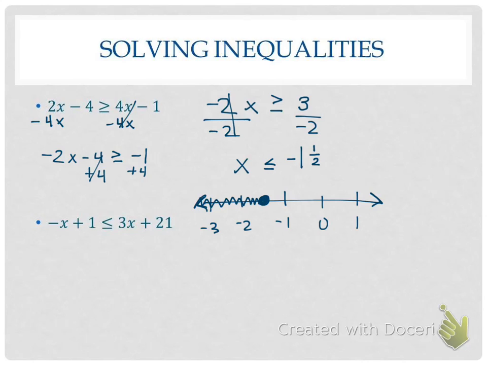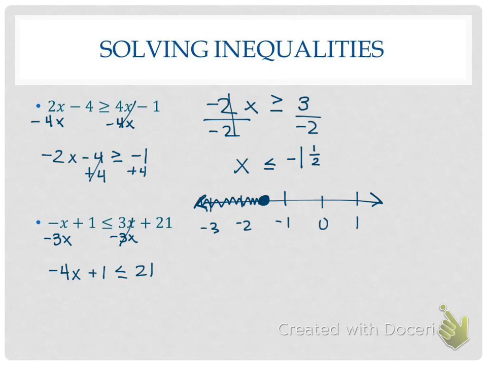Morgan, what should I do first in this next problem? Subtract 3x. Very good. Subtract 3x, because I want to get my variables on the left side. Alex, what's negative 1 minus 3x? Negative what x? 4x. Very good. Negative 4x is less than or equal to 21.